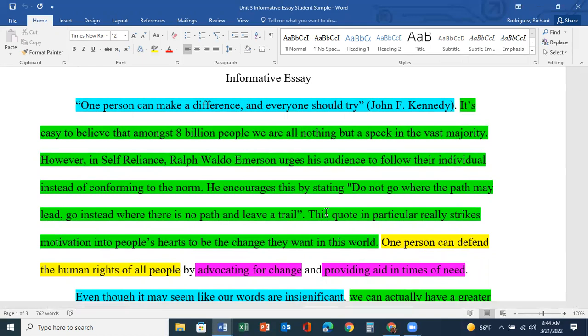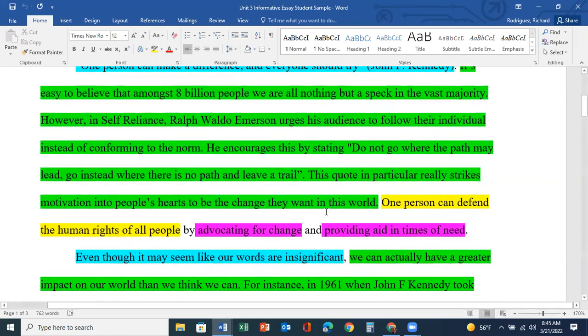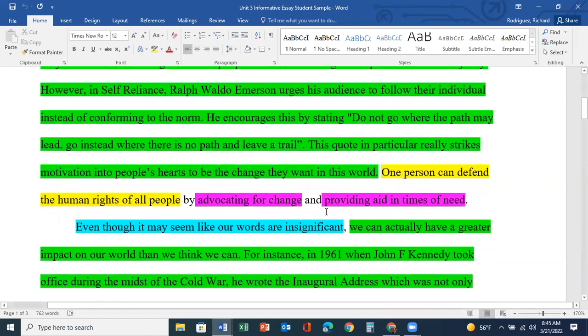Kennedy. It's easy to believe that amongst 8 billion people, we are all nothing but a speck in the vast majority. However, in Self-Reliance, Ralph Waldo Emerson urges his audience to follow their individual instead of conforming to the norm. He encourages by stating, do not go where the path may lead, go instead where there is no path and leave a trail. This quote in particular really strikes motivation into people's hearts to be the change they want in this world. One person can defend the human rights of all people by advocating for change and providing aid in times of need.